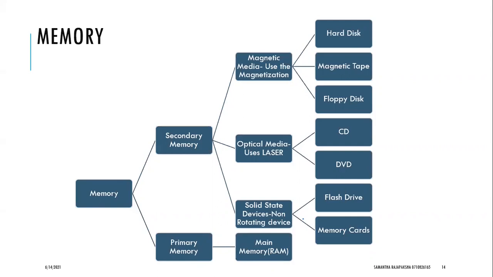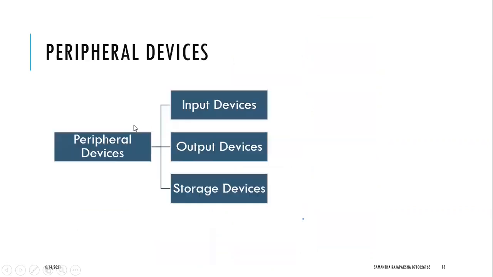The third one is solid state. The previous storages like hard disk, CD, DVD, floppy disk are all rotational devices. They have something rotating. But solid state devices are not rotating, like pen drives and memory cards. They don't have anything rotating inside. So those we call solid state devices. That way you can categorize secondary storages.